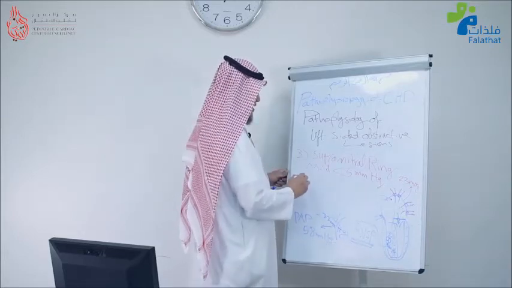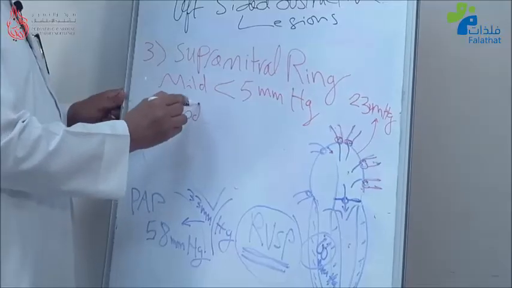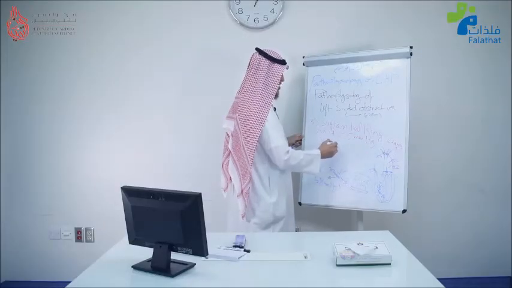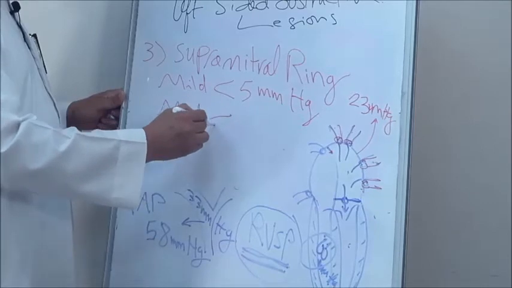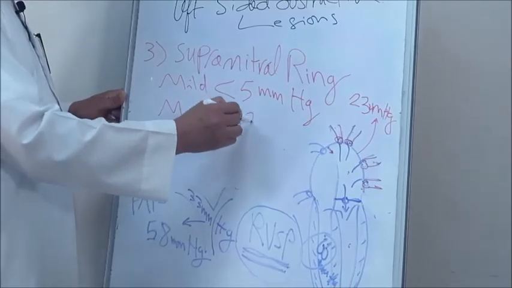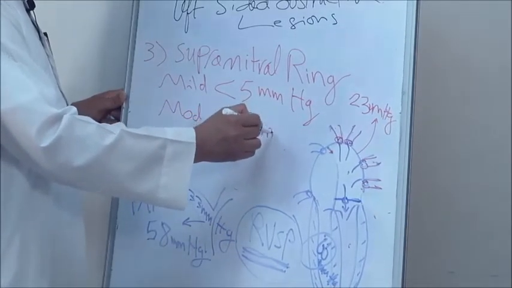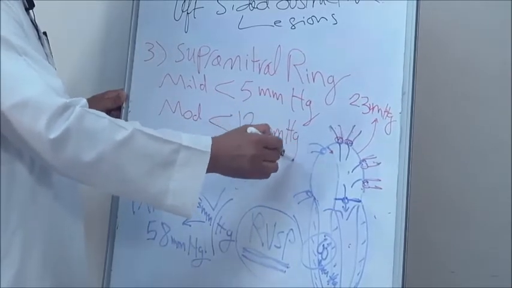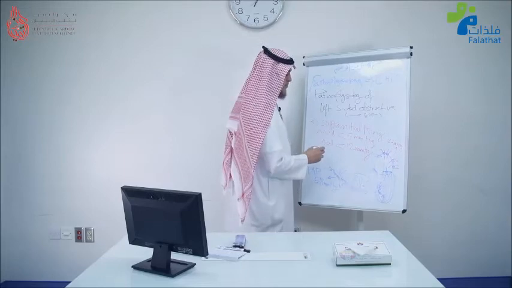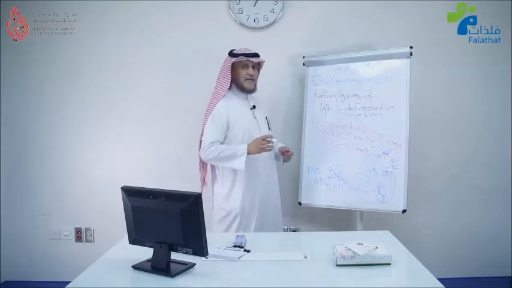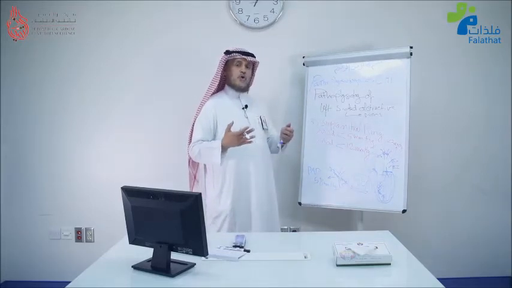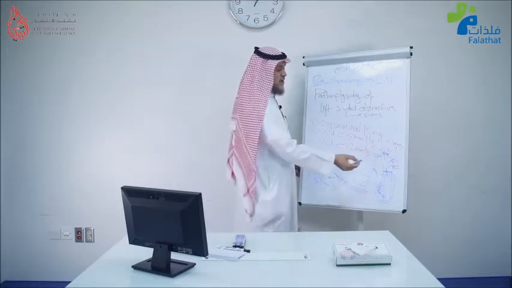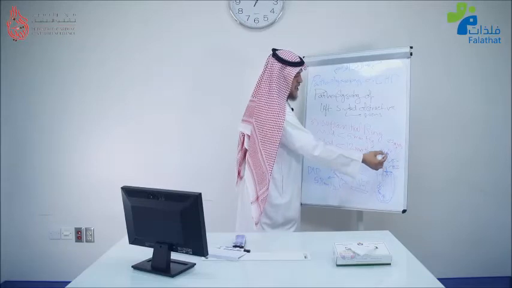This is mild. In moderate supramitral ring obstruction, gradients of less than 12, but up to 12, less than or 11 millimeters mercury. Then here we start seeing the effect of moderate elevation of left atrial pressure, because now we have the left atrium as a whole.